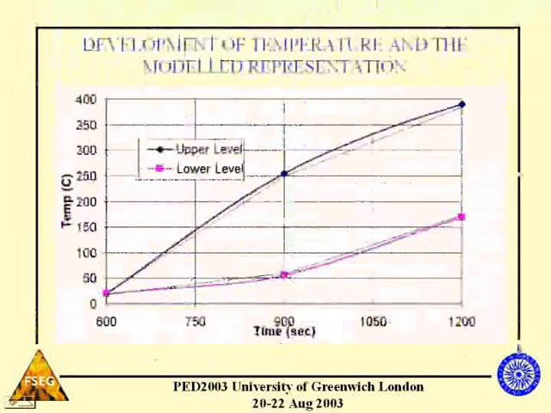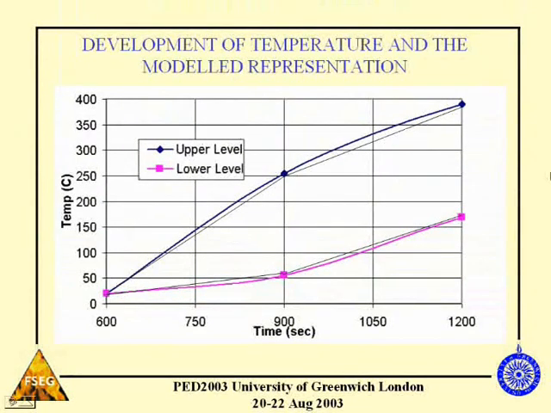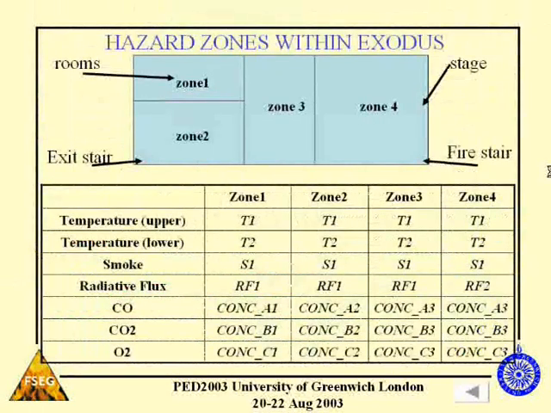This gives you an indication of the temperature that we had in the upper layer and in the lower layer as a function of time after the door was opened into the disco room. This gives you some idea of how we broke up the zones inside the evacuation model. We devised 4 zones, and this gives you the temperature in the upper layer. In all zones it is obviously the same because we're using a zone model. The temperature in the lower layer is the same. Smoke concentration is the same in all layers. Radiative flux varied in one of the layers, and the various concentrations varied in different parts of the compartment.